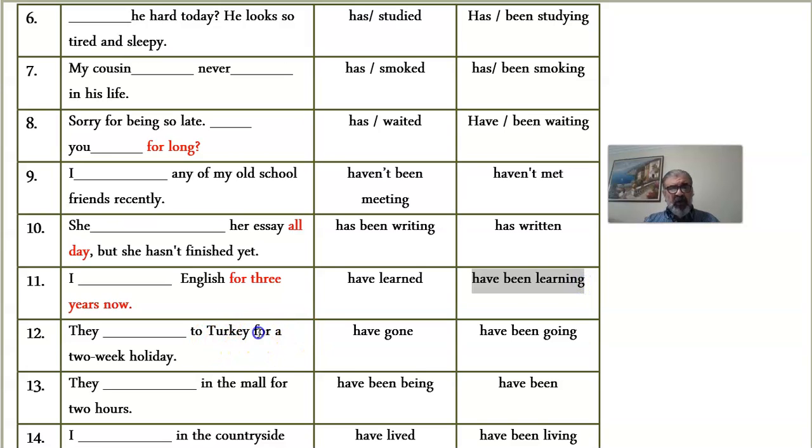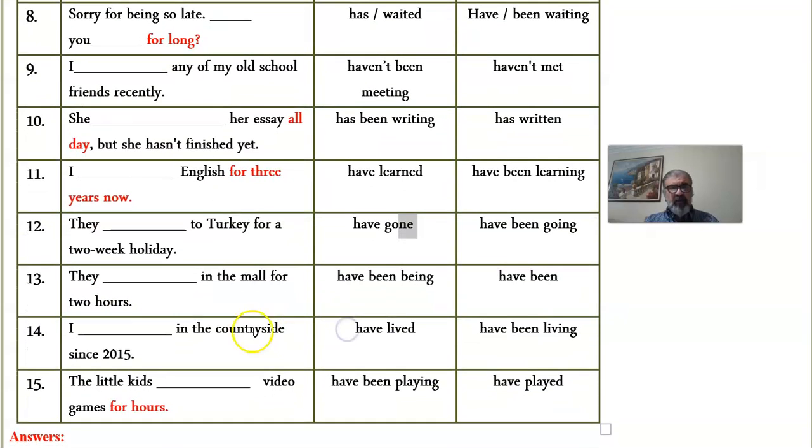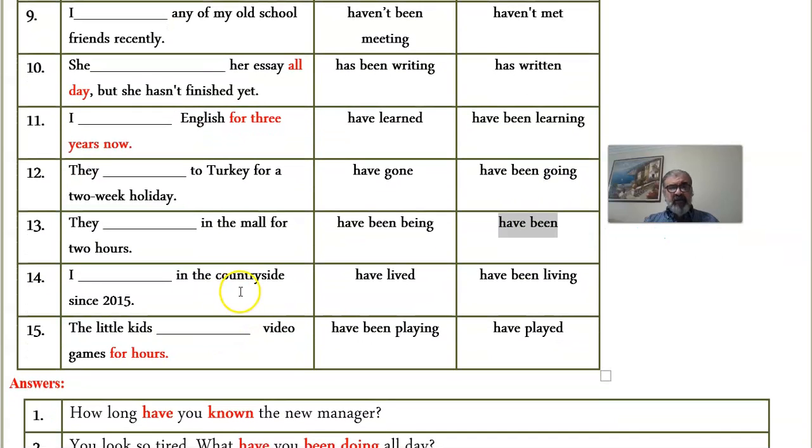They have gone to Turkey for a 2-week holiday. You could say have been going, you can't say that actually. So instead, as common sense, have gone. They have been in the mall for 2 hours. Although you should be using the present perfect continuous, you can't say have been being, instead you say have been. I have lived in the countryside since 2015. You could say both, have lived and have been living.